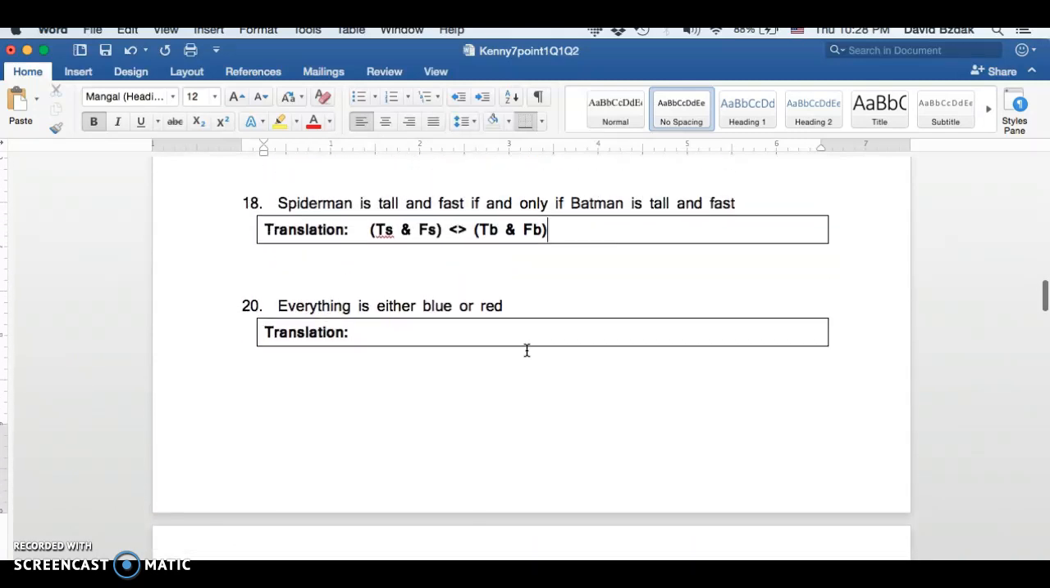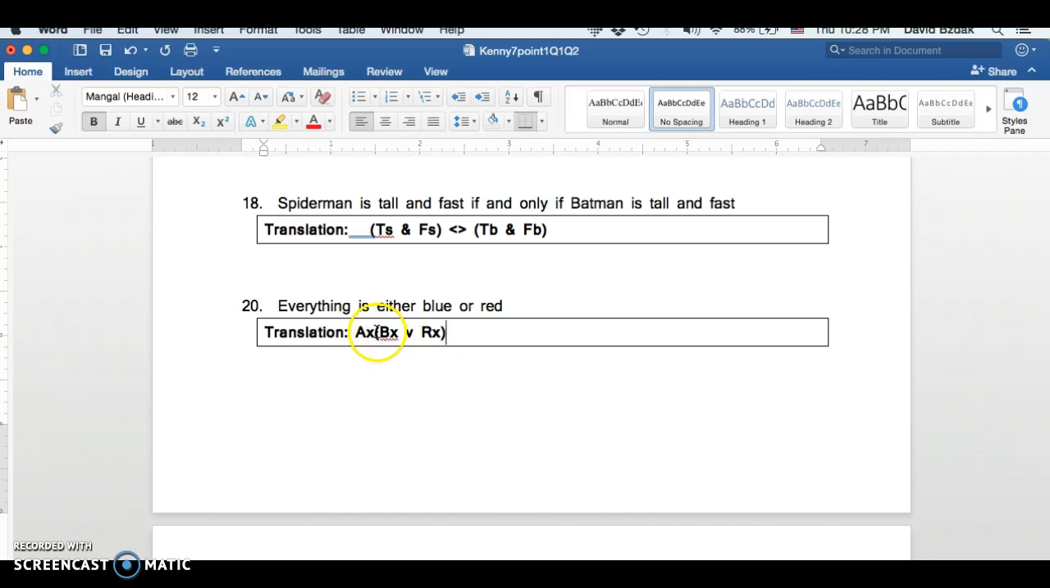Alright, last one, number 20. I'm running out of time, so this will probably be the last one to do for 7.2. Or sorry, 7.1 Q2. Everything is either blue or red. So everything, for all x. Alright. And now we have either or. Now here we need to put parentheses. For all x, x is either blue or x is red.